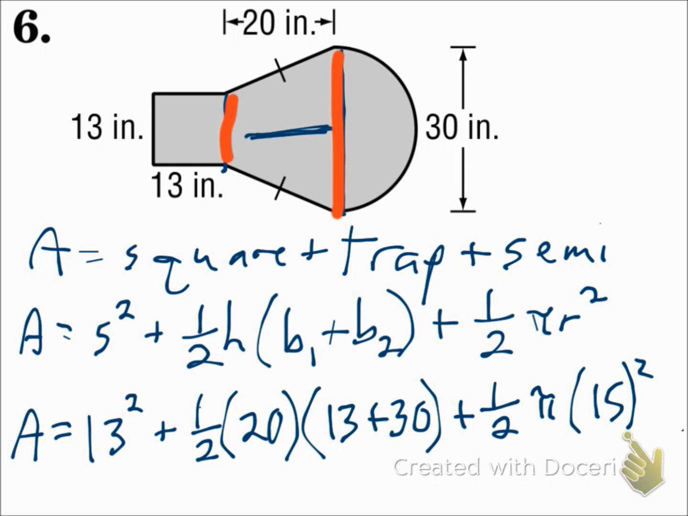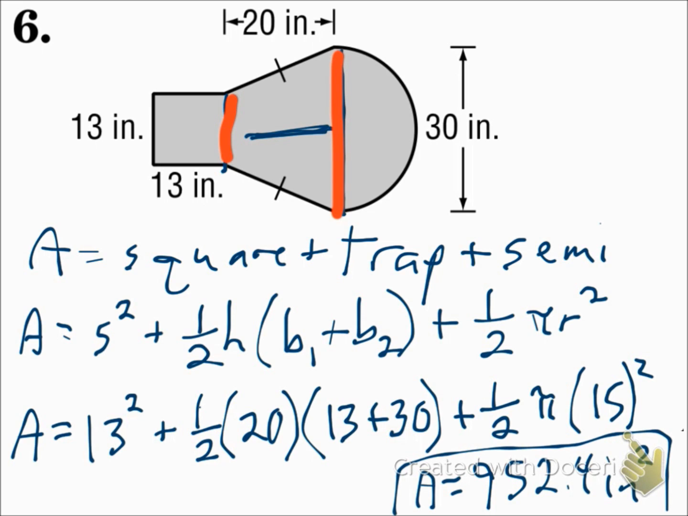I'll punch all that in, and the total is 952.4 inches squared. So determine what shapes you have, use the area formula for each shape, substitute the values in, and add them all together.